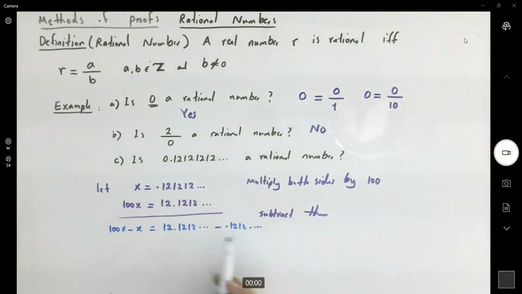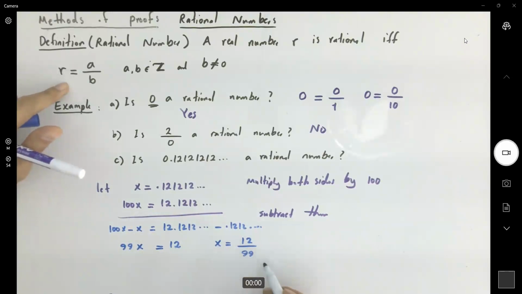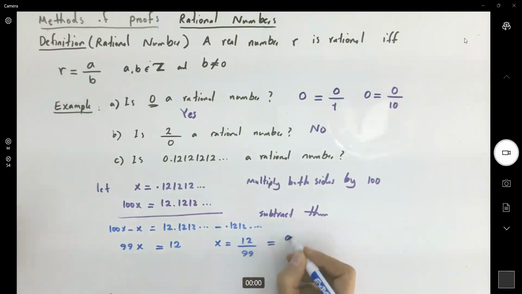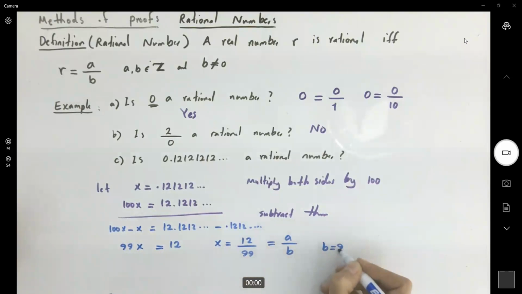So as you can see, you can get rid of the decimal part. Here you have 99x equals 12, right? So 99x is equal to 12, so x is equal to 12 divided by 99. As you can see, it satisfies the definition of a rational number. This is a over b, and b as 99 is not 0. So the answer is yes. We have a rational number.